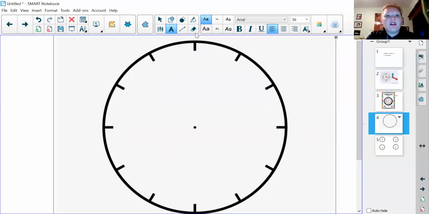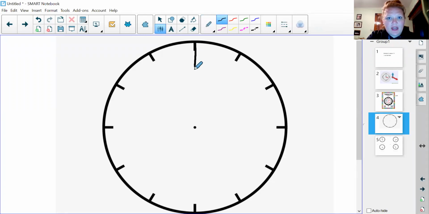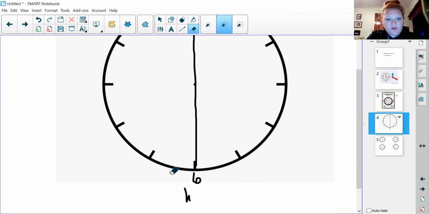We can split our clock. Whoops, I hit end share. Sorry, guys, hang on. We can split our clock in half. So if I start at the very top and I draw a line straight down, that means it is half of my clock. So down here at the bottom would be my number 6. And that is half. It means it is half past.